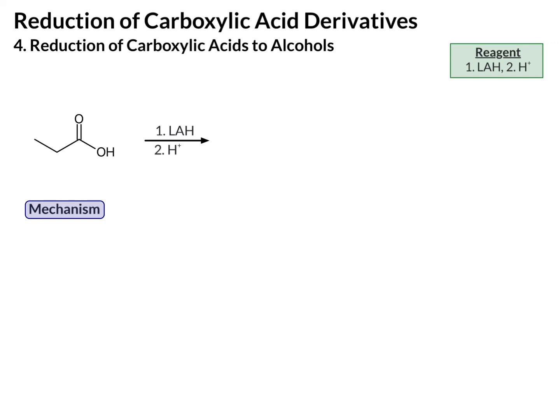This next reaction involves the reduction of carboxylic acids. Carboxylic acids are a bit difficult to reduce, so again we're using our most powerful reducing agent, lithium aluminum hydride. So in terms of just predicting the product, it's rather simple. All you really need to do is erase the carbonyl.